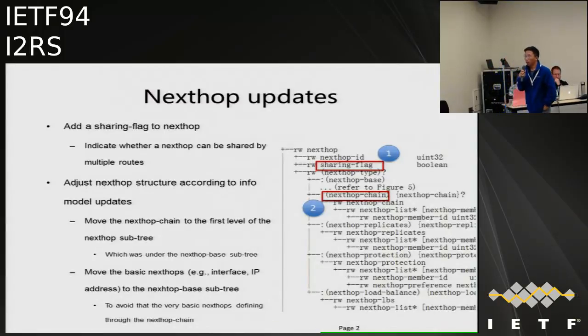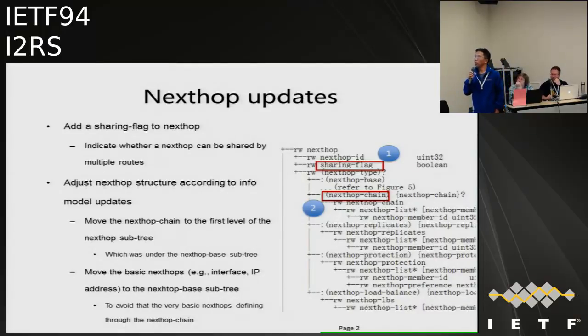Here are some updates to this NetConf structure. All these updates are based on the comments from Jeffrey Zhang. Also, thanks, Jeffrey. The first update is to add a sharing flag to the NetConf structure. That is used to indicate whether a NetConf can be shared with multiple routes. This is very useful for the I2RS client to implement more flexible NetConf policies.